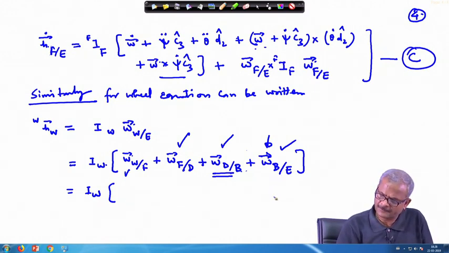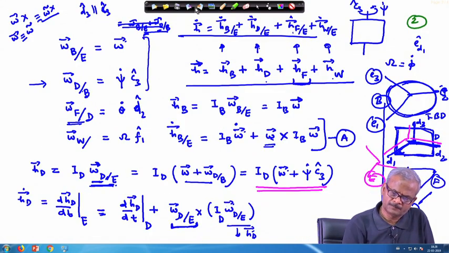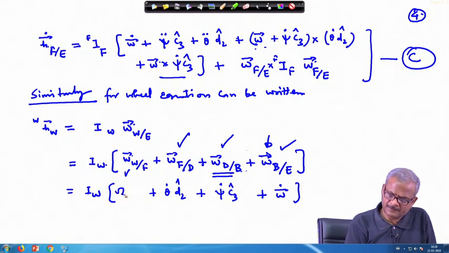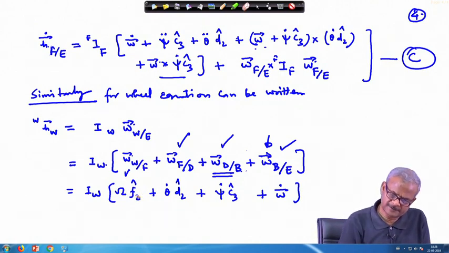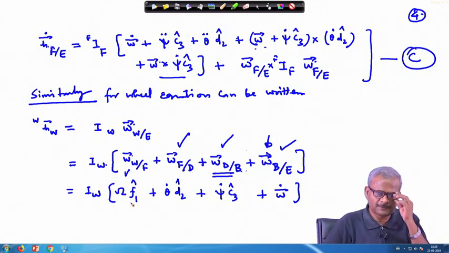So, we can write this part as simply omega dot, as per our earlier notation, omega d slash b. This we have written as psi dot C 3 cap, and omega f slash d, this is theta dot times d 2 cap, and this capital omega is along the one direction of the frame F. So, this is capital omega times f 1 cap. Okay.